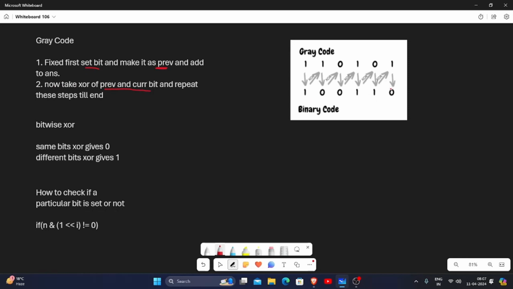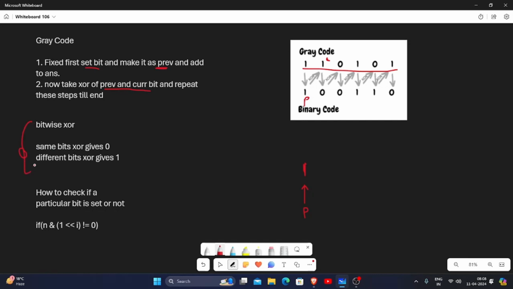This is a diagram I took from GFG only. So what they say is fix the first set bit. If this is a gray code, the first set bit was 1, and make it as pref and add to our answer. So this will be a part of our answer. Then take XOR of previous and current bit. Now this bit that we have taken at last would be our pref, and the coming bits would be current. So now this would be current, and now we have to take XOR of this previous and current.